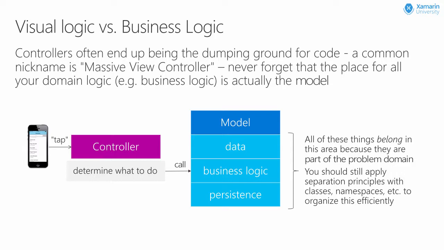You should still use typical separation techniques within this layer, for example, classes and namespaces to organize the model. The controller should be solely responsible for passing the data from the model to the view and from the view back to the model. The controller is the bridge between what the user interacts with and how the program manages the state of the problem domain that it's intended to solve. Another way to put this is the controller can execute the business logic, but it should not contain the business logic.